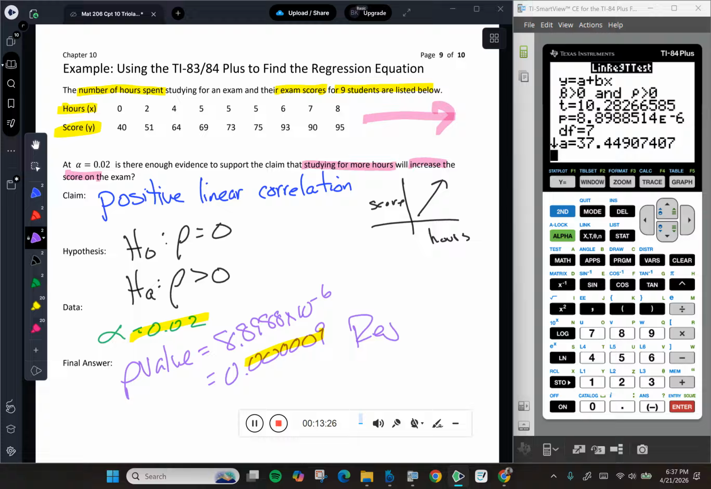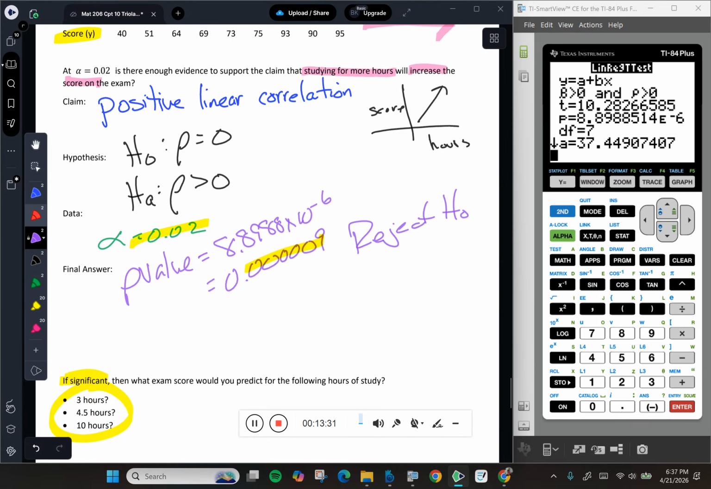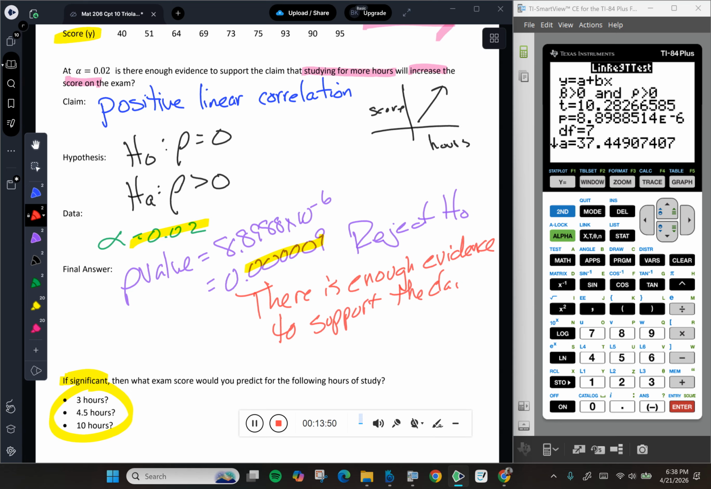So we're going to reject the null hypothesis. I'm rejecting the null hypothesis, but the claim is the alternate. So that means that there is enough, or sufficient, evidence to support the claim. But that's not really what we're supposed to do here. I mean, we are doing that, but what we really need is, now that we know that the evidence supports the claim that there is a positive linear correlation, what's the equation?